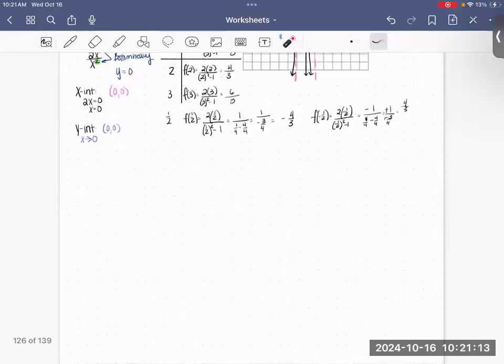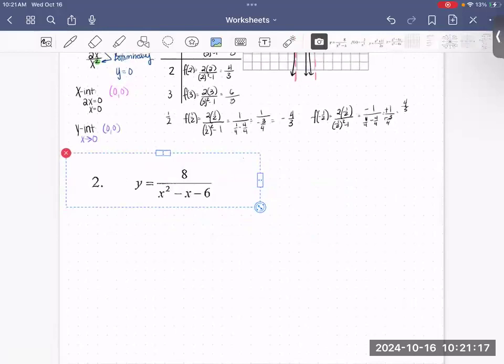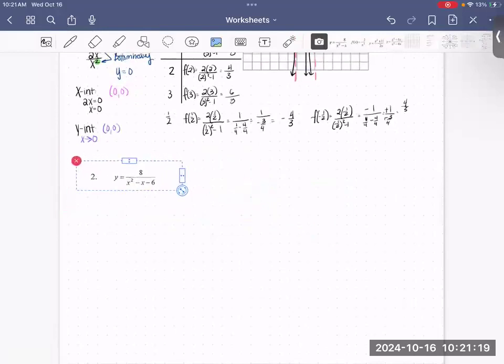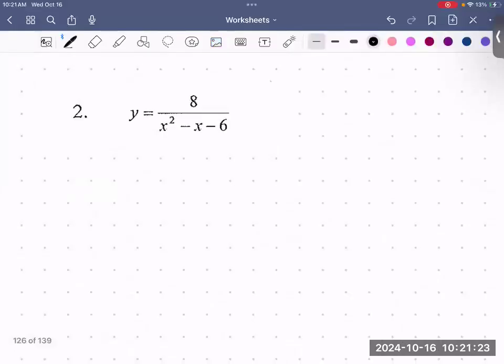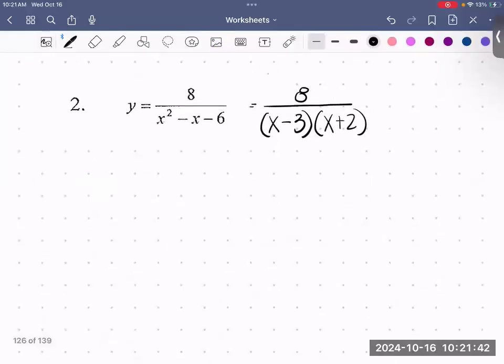Now let's try it again with number 2. So this is number 2. Again, before we find anything, we want to make sure we factor it. So you have 8 over x minus 3 and x plus 2. So that'll give us a -1 and a -6 when we multiply it out.